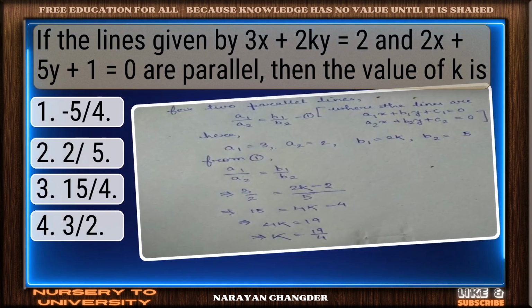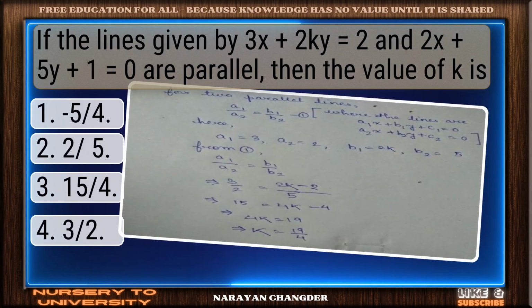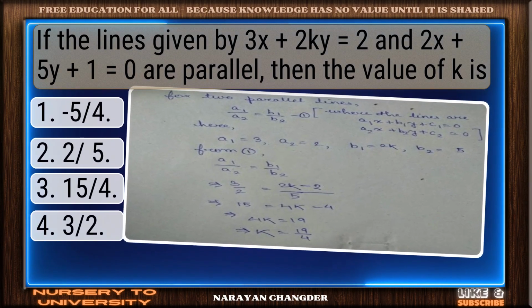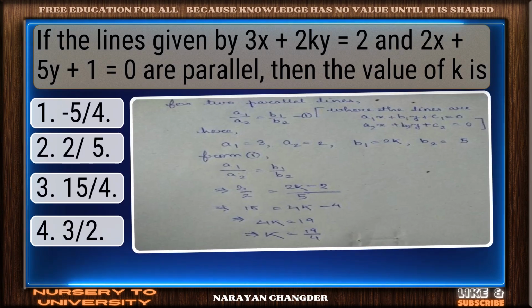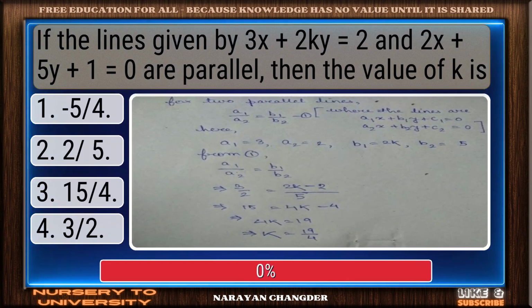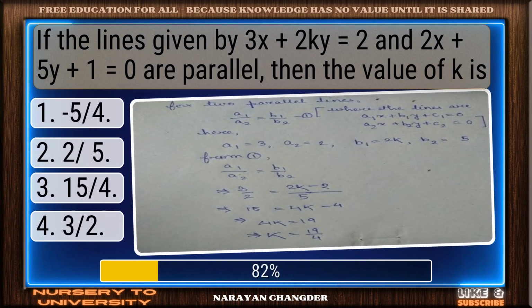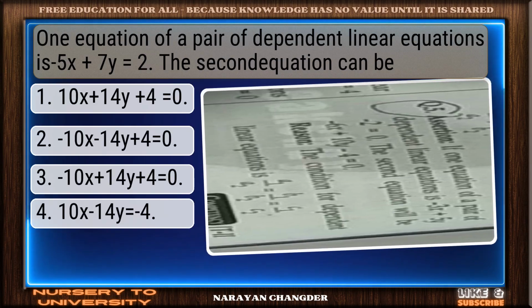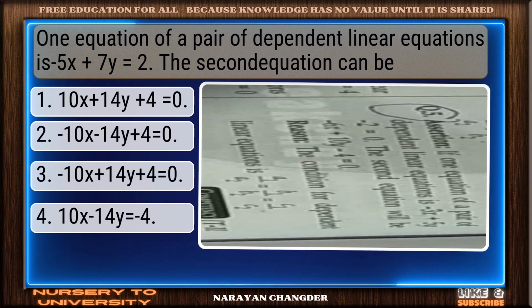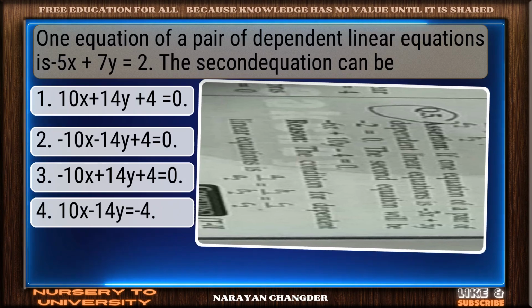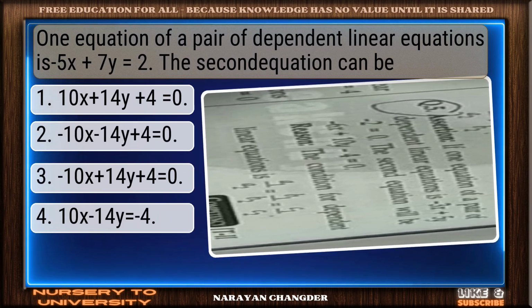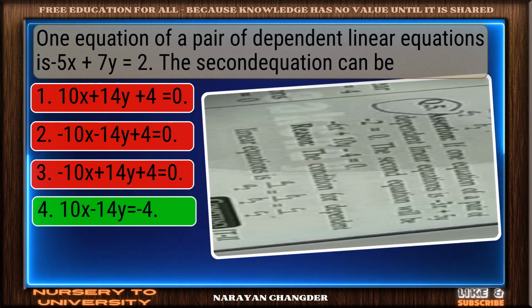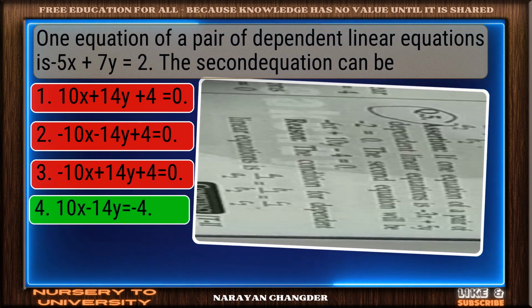If the lines given by 3x plus 2y equal to 2 and 2x plus 5y plus 1 equal to 0 are parallel, then the value of k is. Great thinking. 15.4 is right. One equation of a pair of dependent linear equations is 5x plus 7y equal to 2. The second equation can be. You chose 10x plus 14y equal to 4, correct?